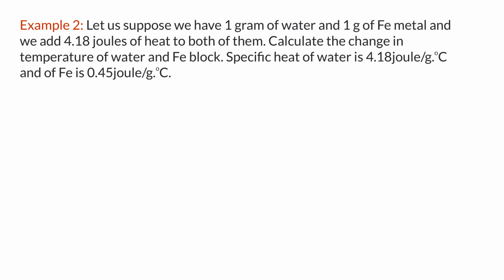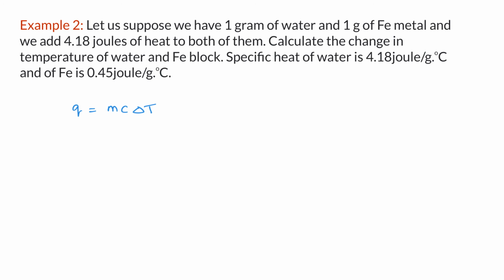Example 2. Let us suppose we have 1 gram of water and 1 gram of iron metal, and we add 4.18 joules of heat to both of them. Calculate the change in temperature of water and iron block. The specific heats of water and iron are given. Again, we can use the formula Q equals mc delta T. The mass of each substance, heat absorbed by both substances, and specific heat of each substance is given. We need to calculate the change in temperature.